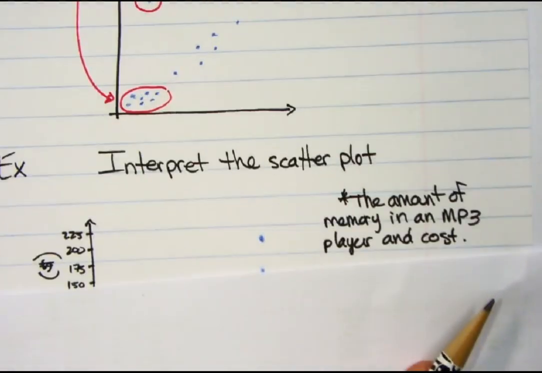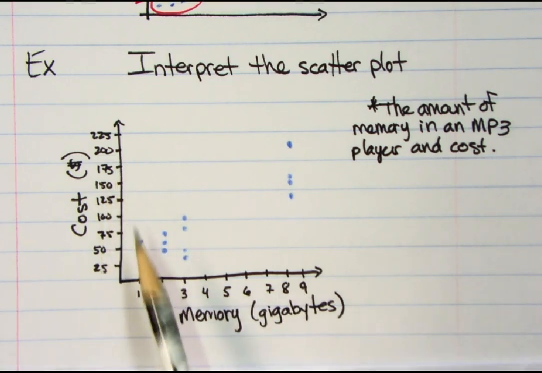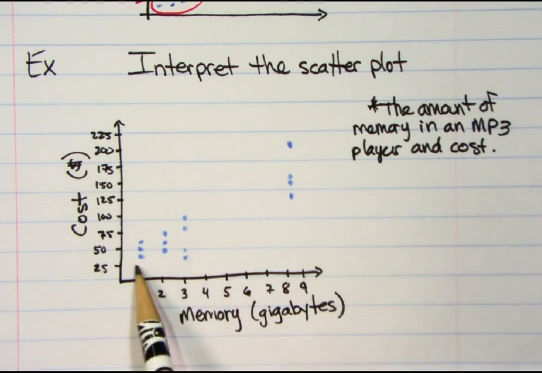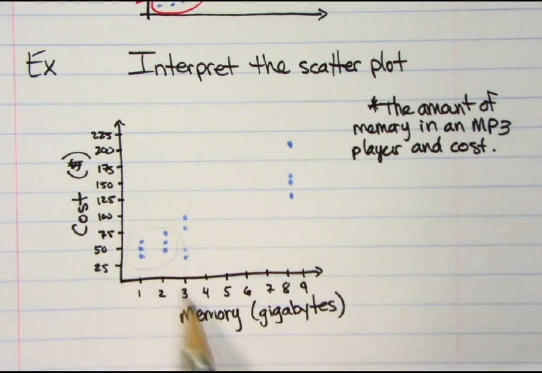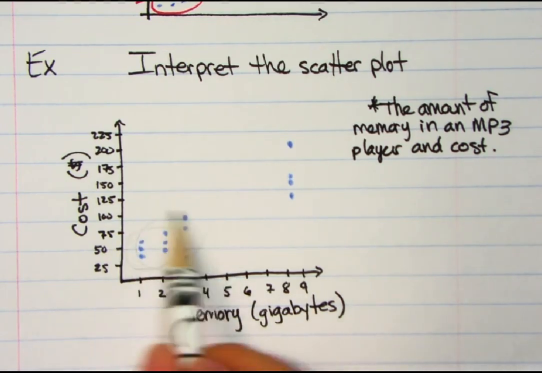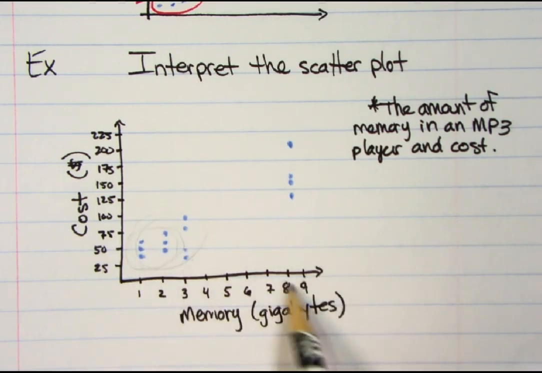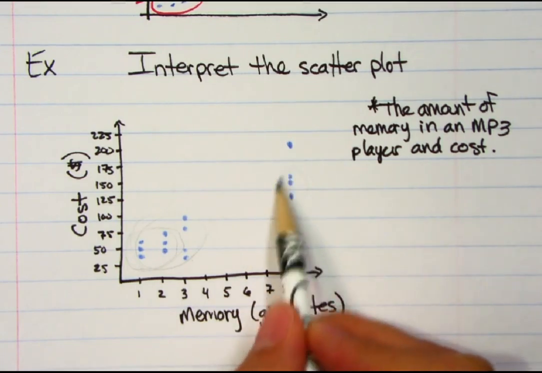So we're going to interpret the scatter plot. This is our last example. If I were to give you something like this, memory in gigabytes, this is like an MP3 player. As the memory increases on an MP3 player, these are the different costs. I can see here that there's a cluster. The costs for MP3 players that have 1 or 2 gigabytes of memory all cost about this much. They're kind of clustered together. And then I've got another type that have a lot more memory, and they're kind of clustered together.